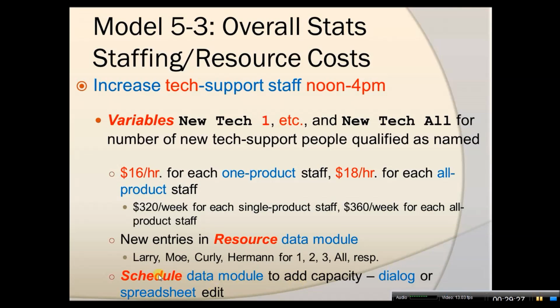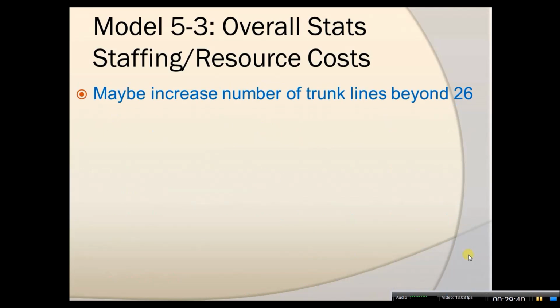And so as you saw, we changed the schedule data module to add capacity. We did it using the dialog, or we could do the spreadsheet editing. And so the next thing is we need to consider that we might be able to increase the number of trunk lines beyond 26. So we need to incorporate it in our costs.